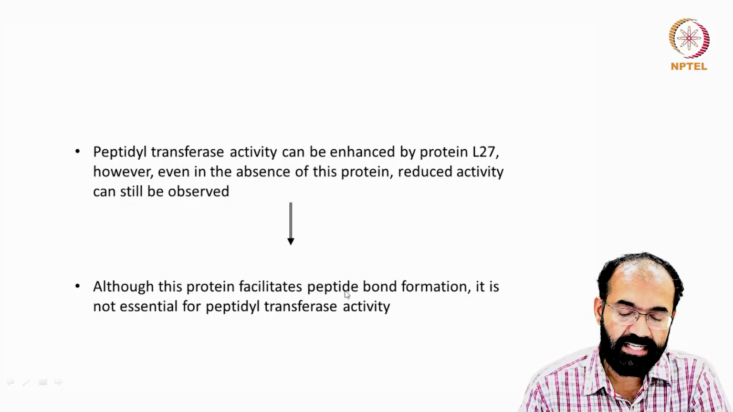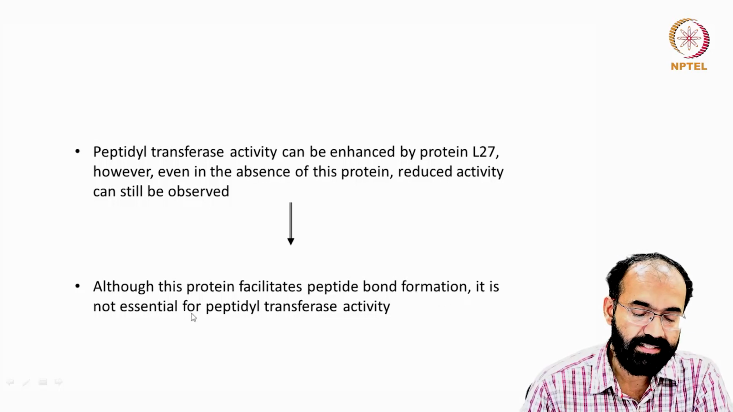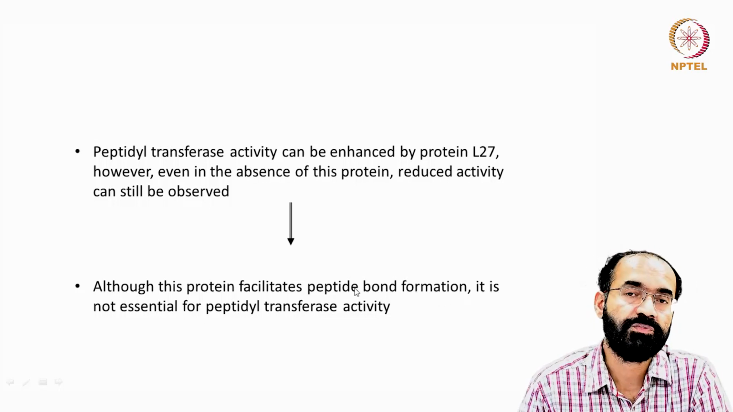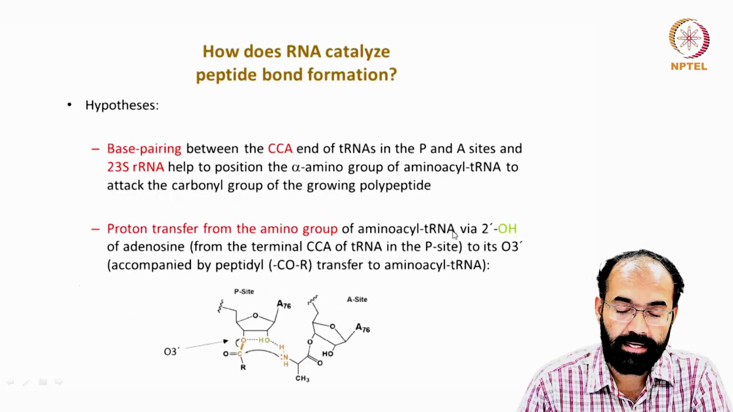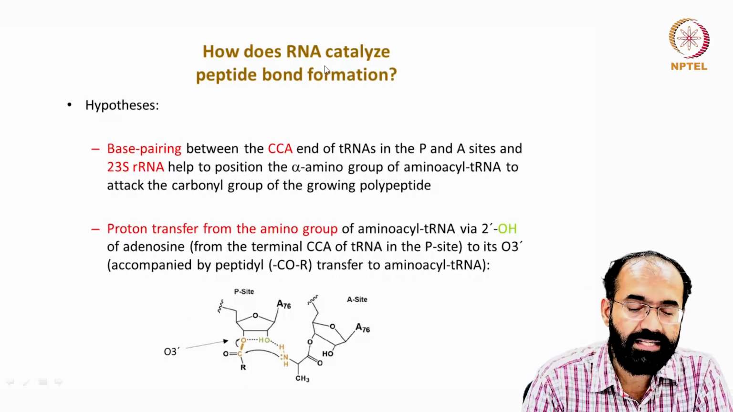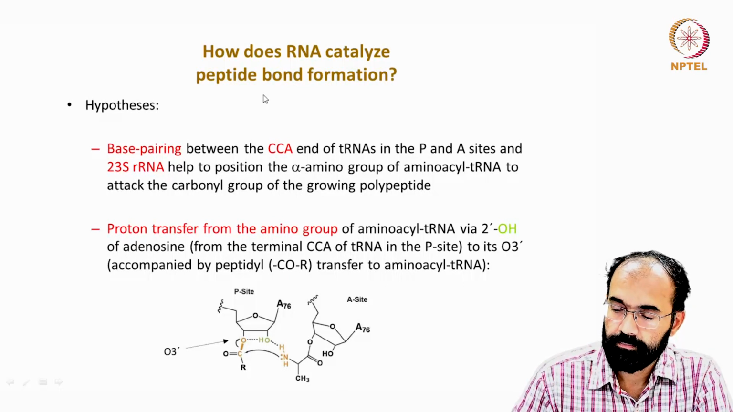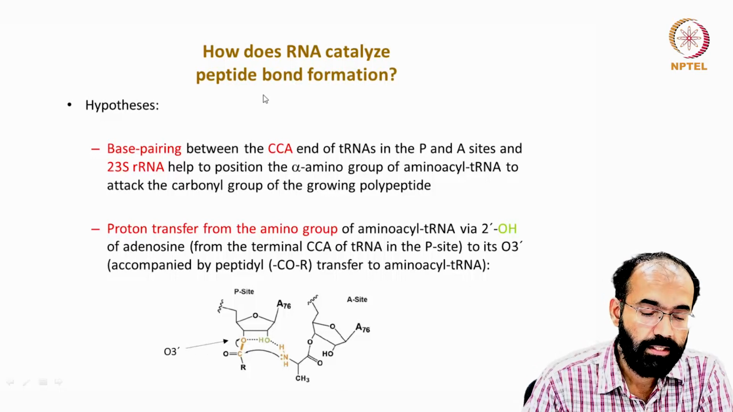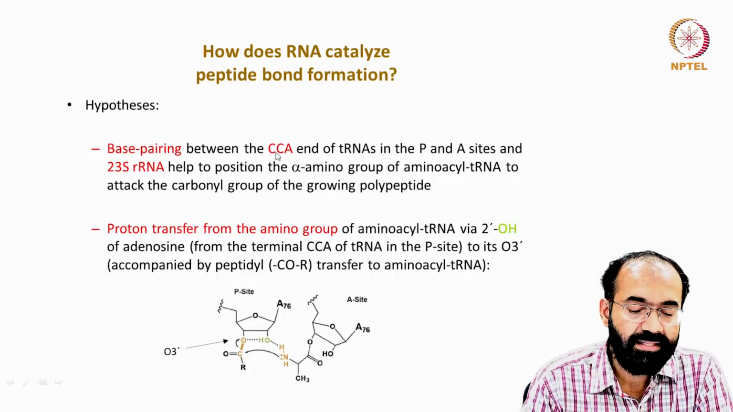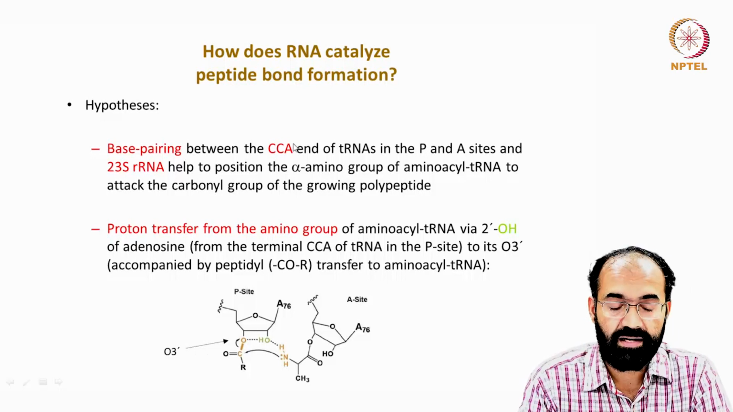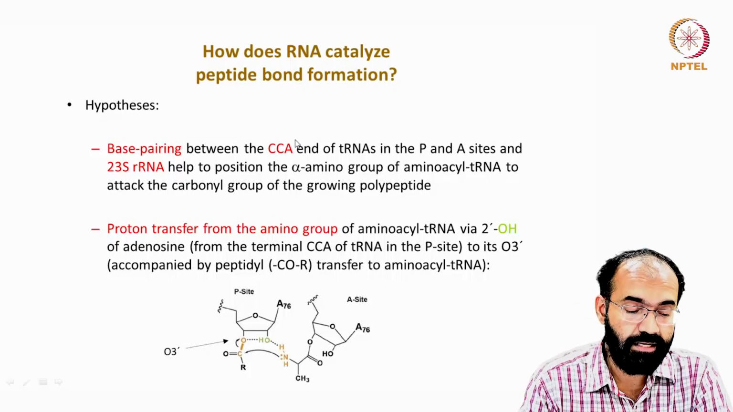Although this protein facilitates peptide bond formation, it is not essential for the peptidyl transferase activity of the ribosome, because this is indeed carried out by an RNA molecule. So how does the RNA catalyze peptide bond formation? Base pairing between the CCA. CCA, remember, is the tip of the transfer RNA which is formed by the post-transcriptional modification.